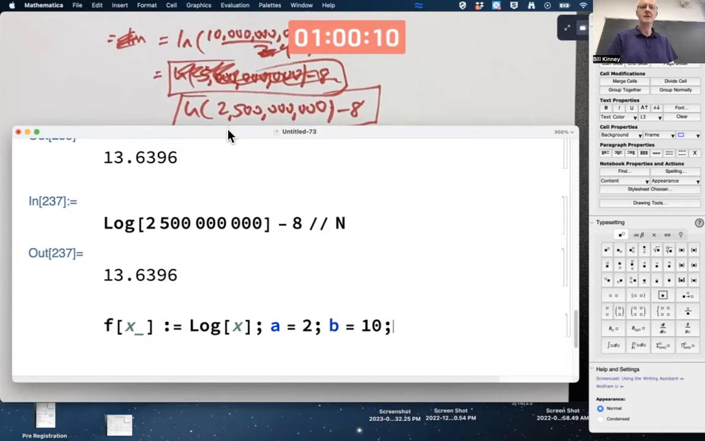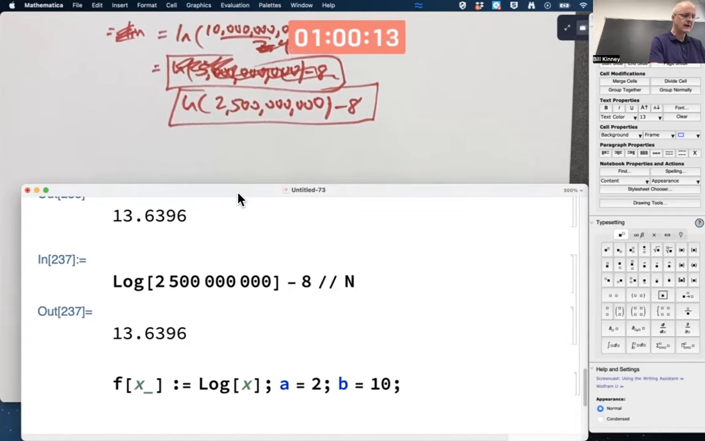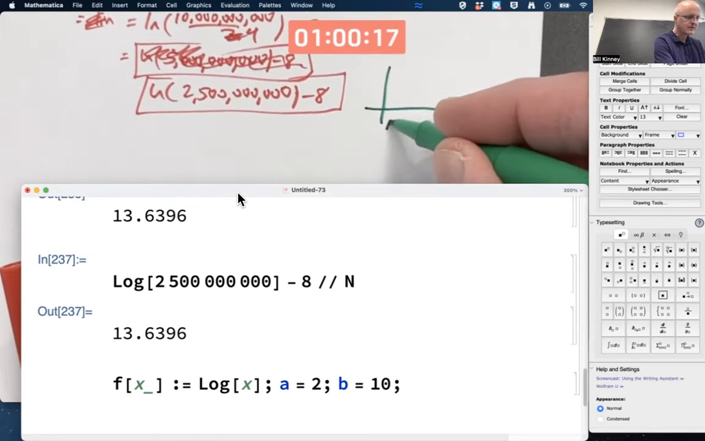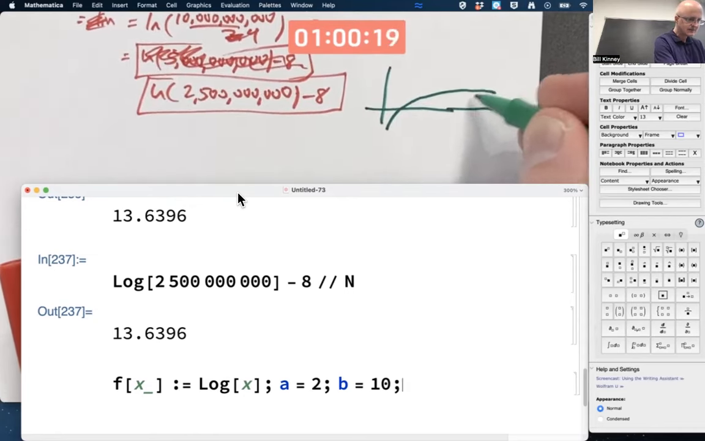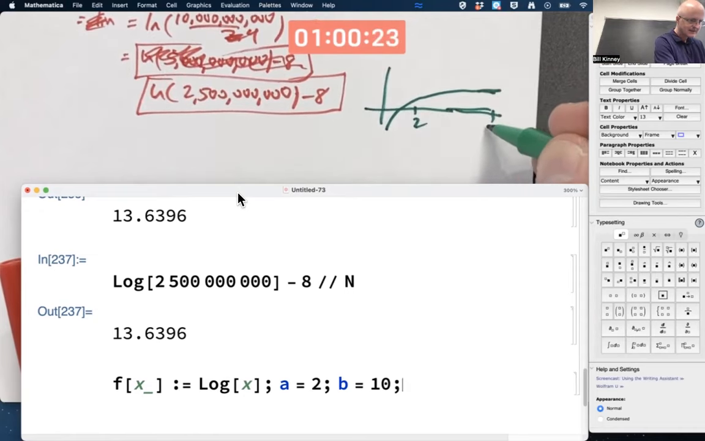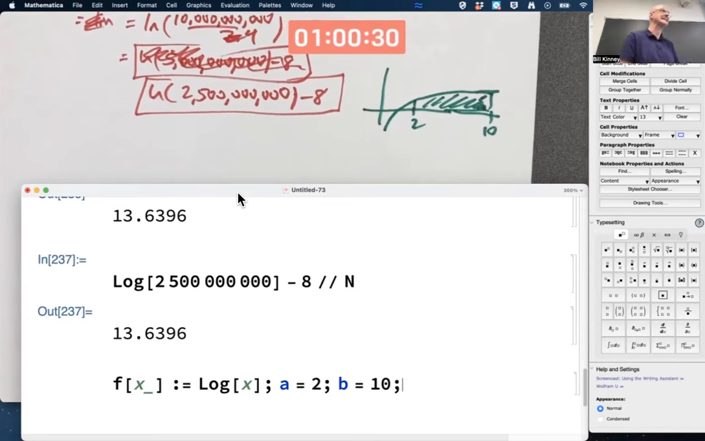From 2 to 10. Graphically, what's going on here is we've got a picture that looks like this. The logarithm graph looks like this. And as x goes from 2 to 10, it's something about like that. And we're trying to find this area. And we're seeing it's about 13.6.